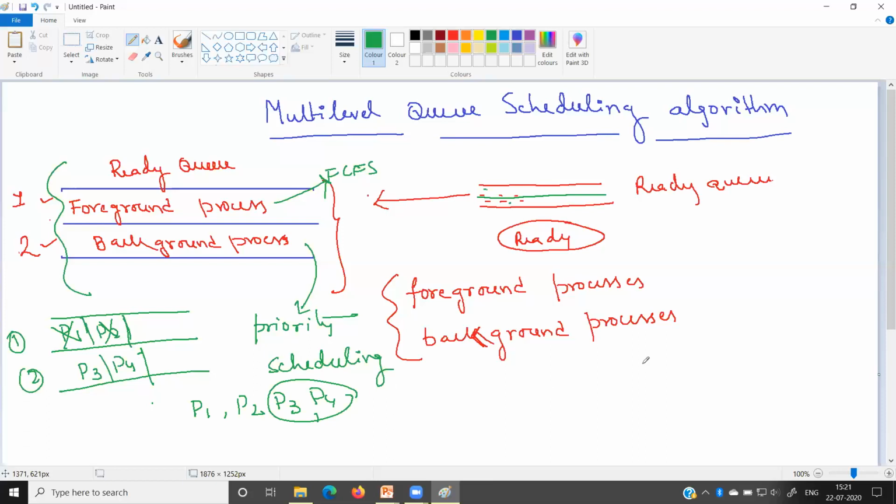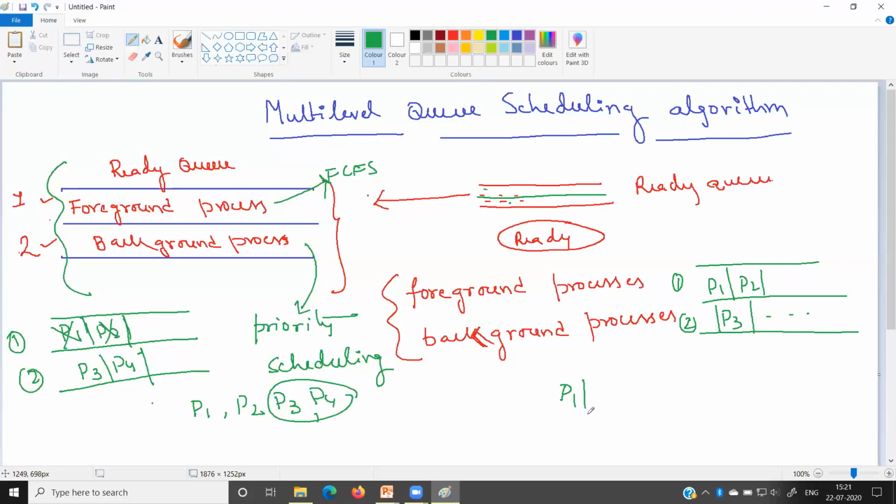Now consider this situation. There are two processes, P1 and P2, in the foreground subqueue, and in the background subqueue there is another process, P3. No other processes are present. Between these two subqueues, the queue which holds the foreground processes will get the first priority. So P1 will execute first.